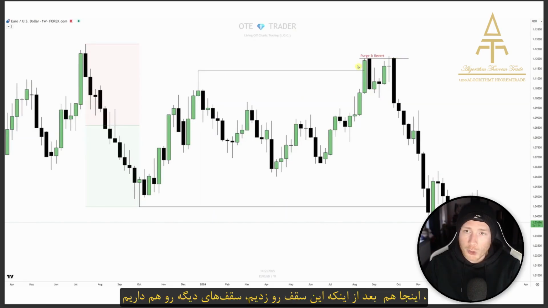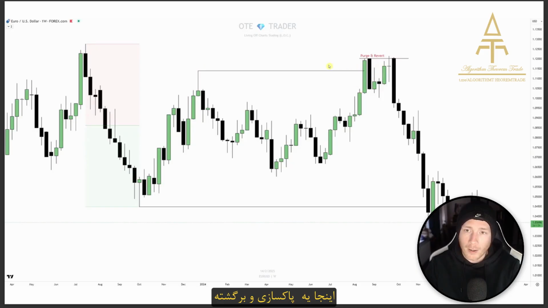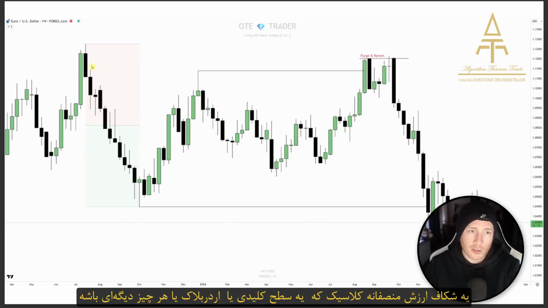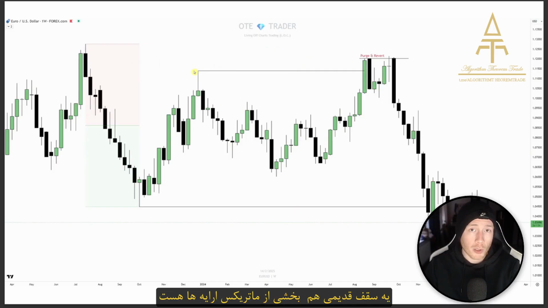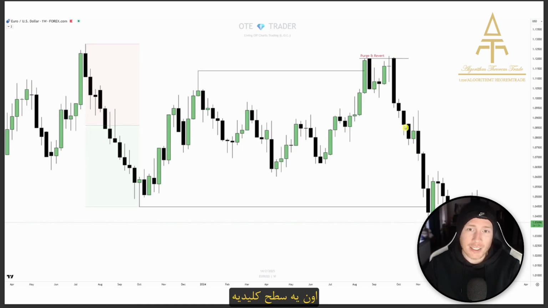Over here, we purge the highs after we run this high as well. So this is a purge and revert. Not a classic fair value gap where that is a key level, or an order block, or anything. An old high is also part of the PD array matrix. So once you trade above an old high and it reverses, that is a key level.